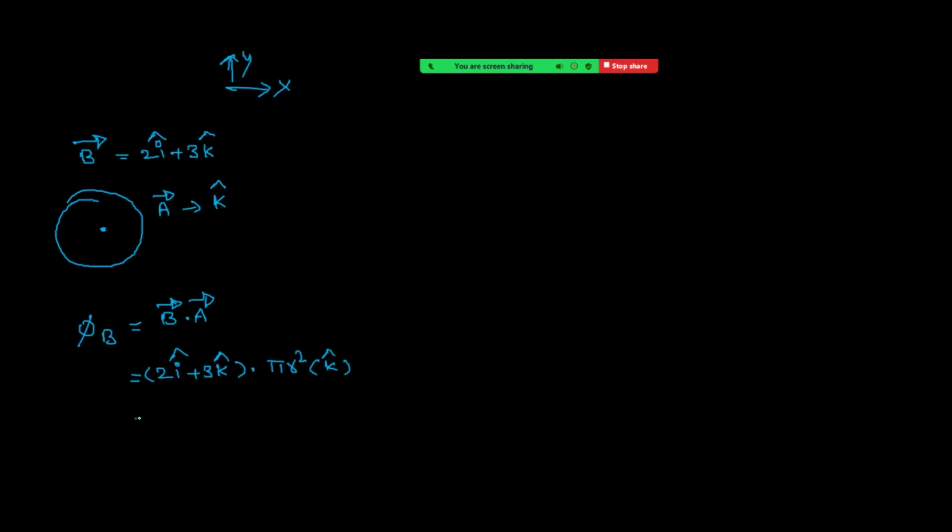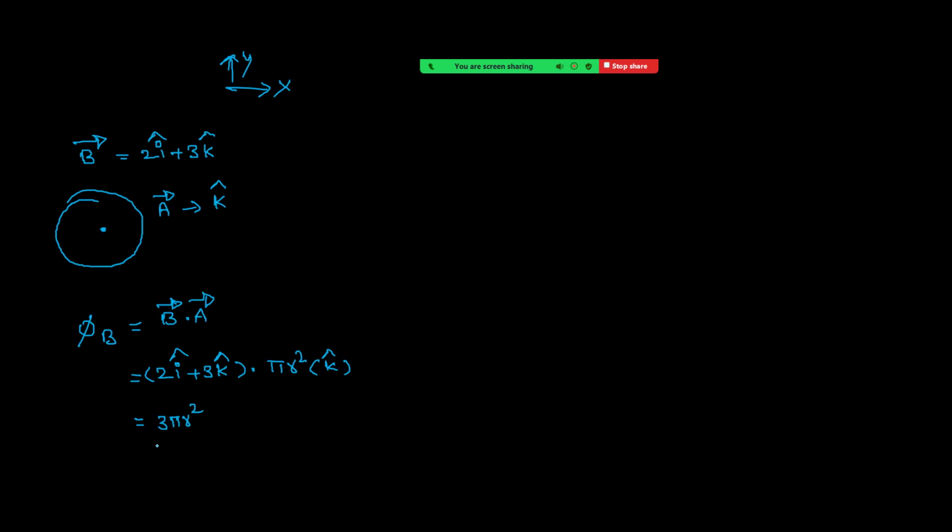Then see what we get. i cap dot k cap is 0. k cap dot k cap is 1. So it is now 3 pi r square. Okay. And here we got flux as positive. That means here field lines are coming out of this surface. That's why we got positive here. Right?